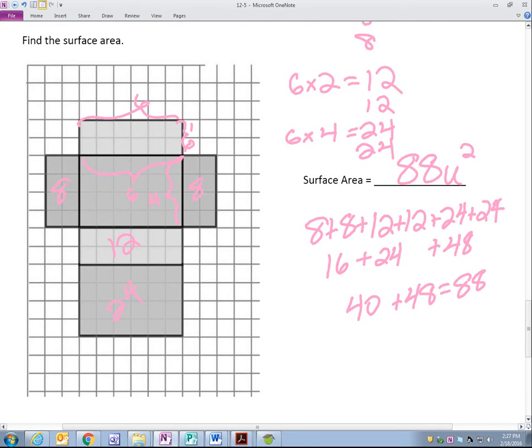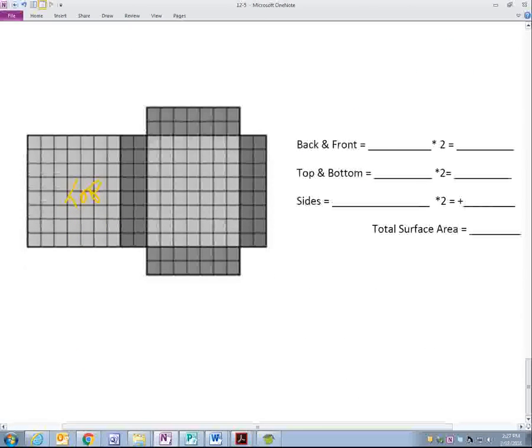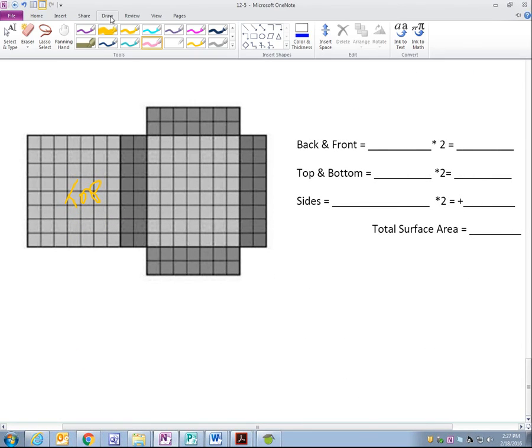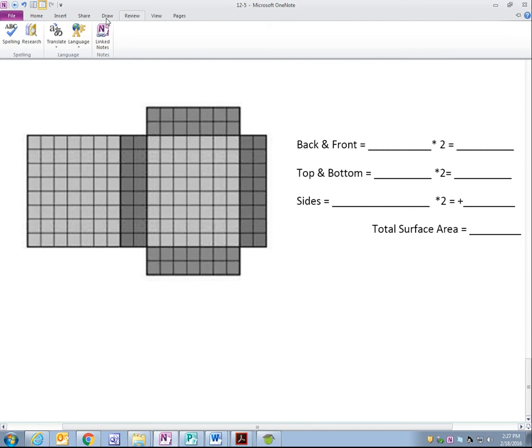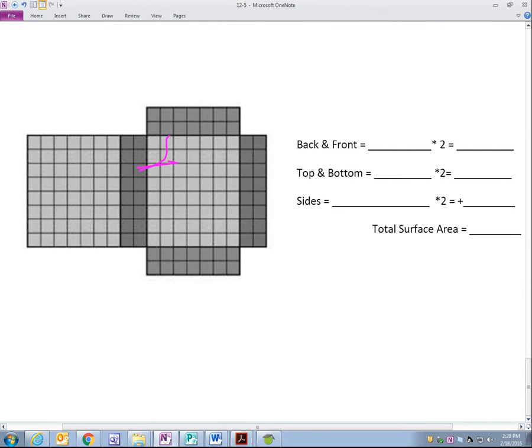So the surface area is 88 units squared. Because it's two-dimensional, you should have a squared in there. Now with this one here, how does that look? With this one here, on your homework, you're going to be needing to label them.